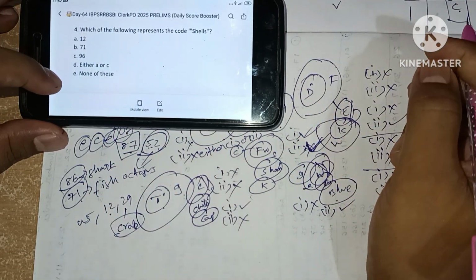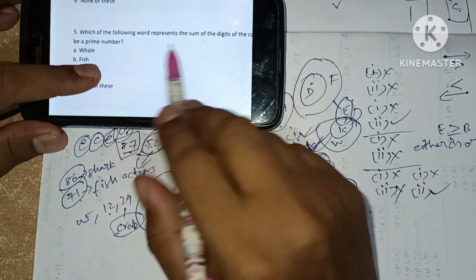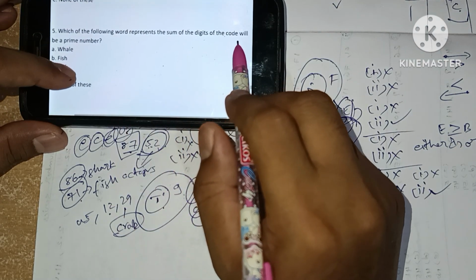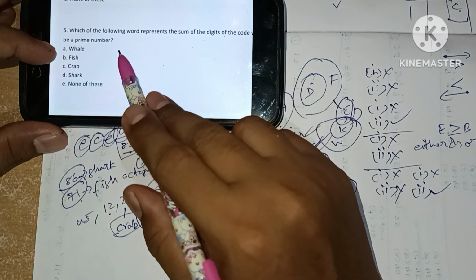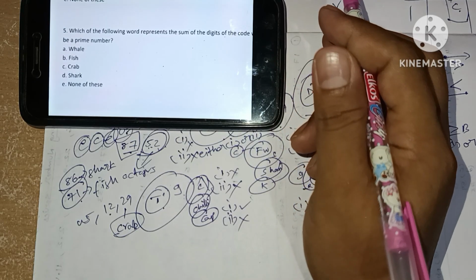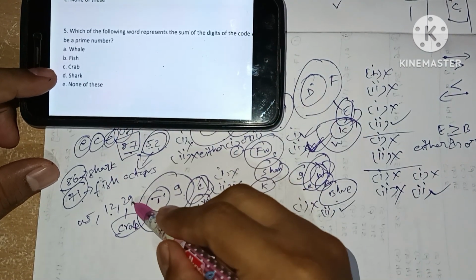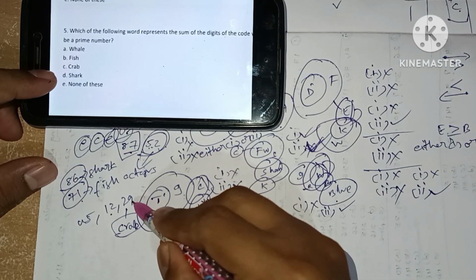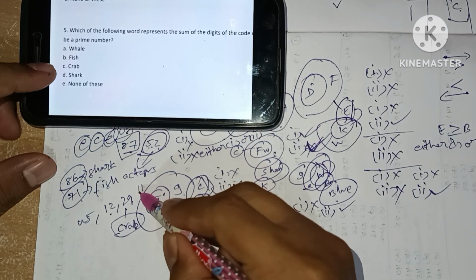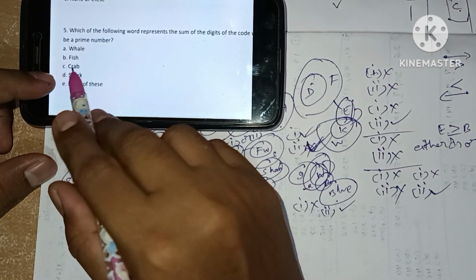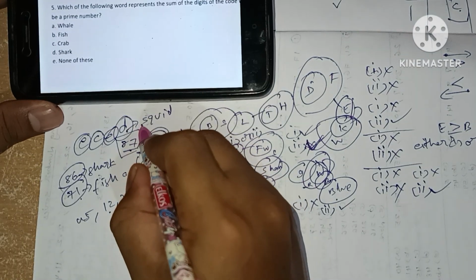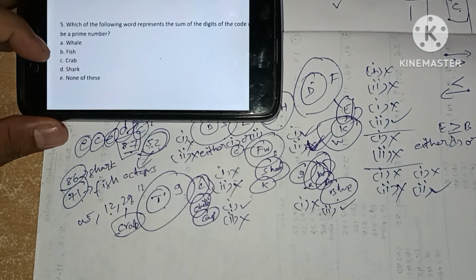Next, fifth question. Which of the following represents a code whose sum of the digits will be a prime number? In the options we have crab. Here we have crab value 29. The sum of these two digits is 11. 11 is a prime number. So the answer will be option C, crab. So option C is our answer for the fifth question.